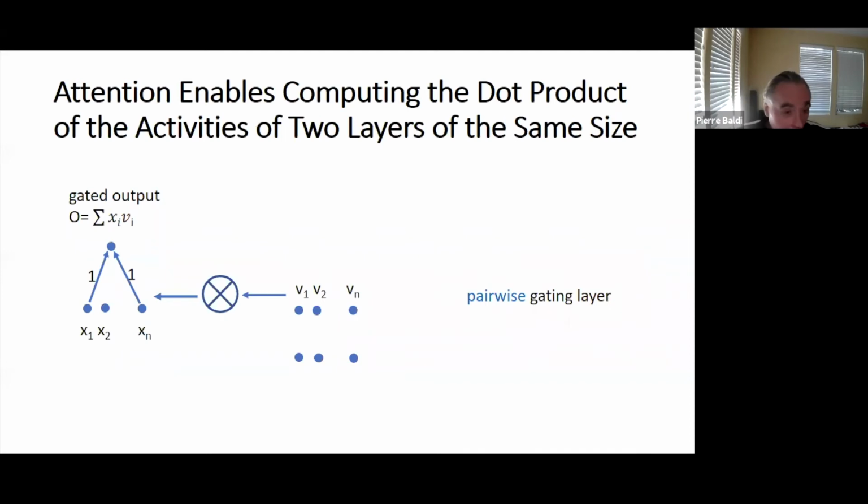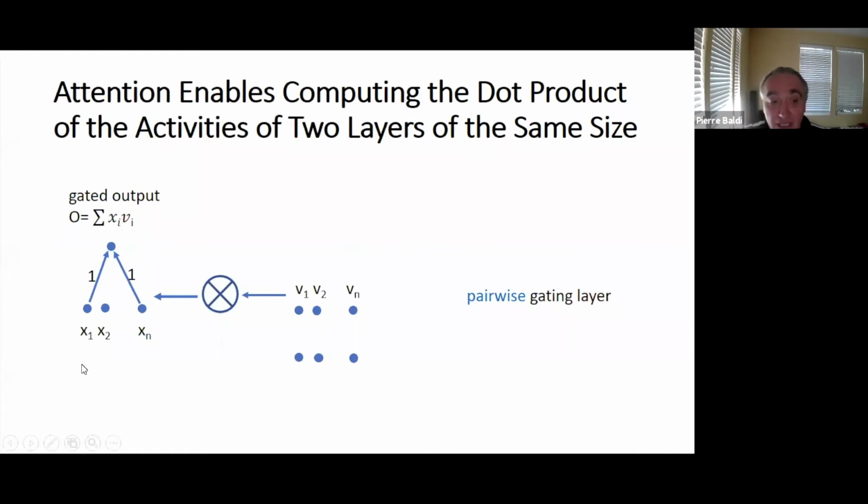All right. This was all at the level of single neurons. Let's scale it up and go to the level of layers. What can you do with layers of neurons if you allow this gating, this multiplication? Well, the big thing you can do is you can take dot products now.